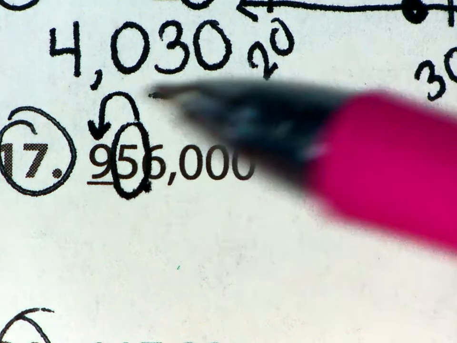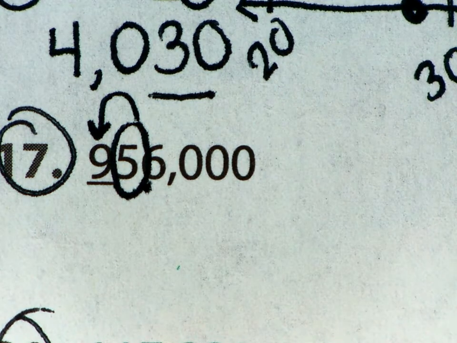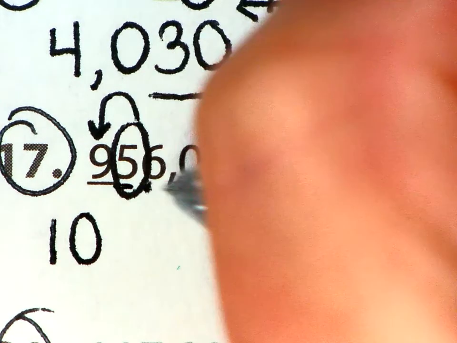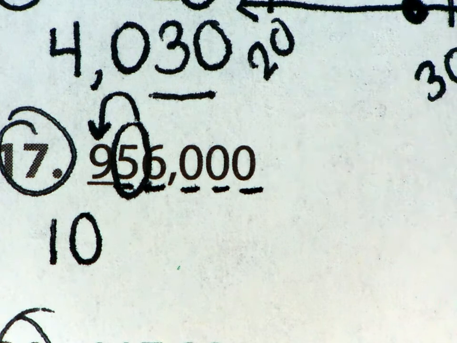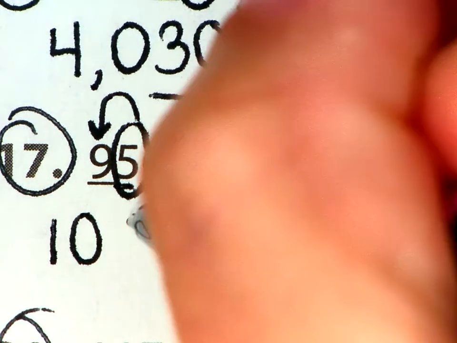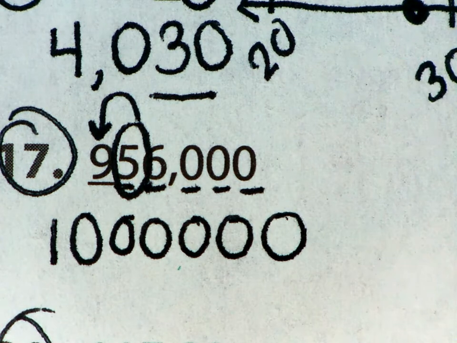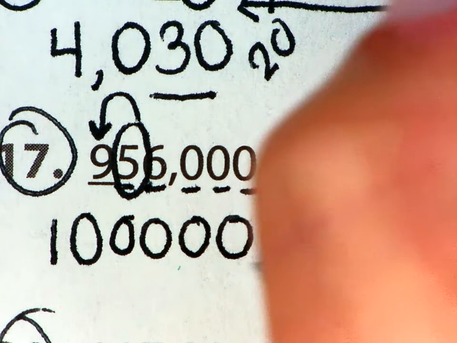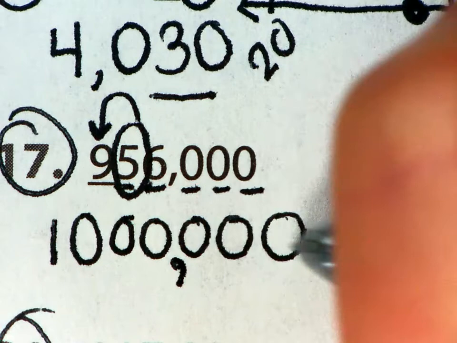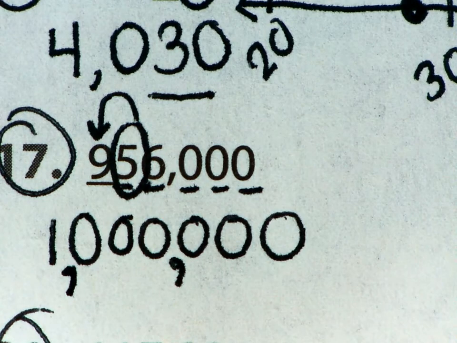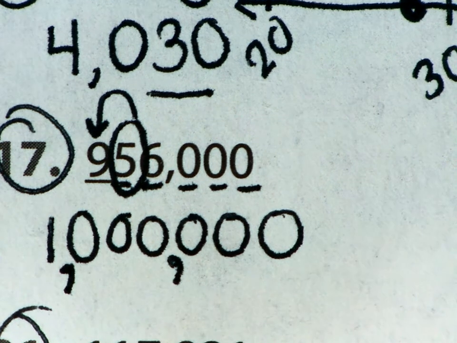Well, what number comes after 9? Right? 10. The remaining 1, 2, 3, 4, 5 digits become zeros. So I need 5 zeros. 1, 2, 3, 4, 5. Now I can go ahead and plug in where my commas go. I know they go after the first 3 zeros, and then again after another set of 3 zeros. Whoa, I wonder who recognizes that number. Yeah, 1 million. Good job.